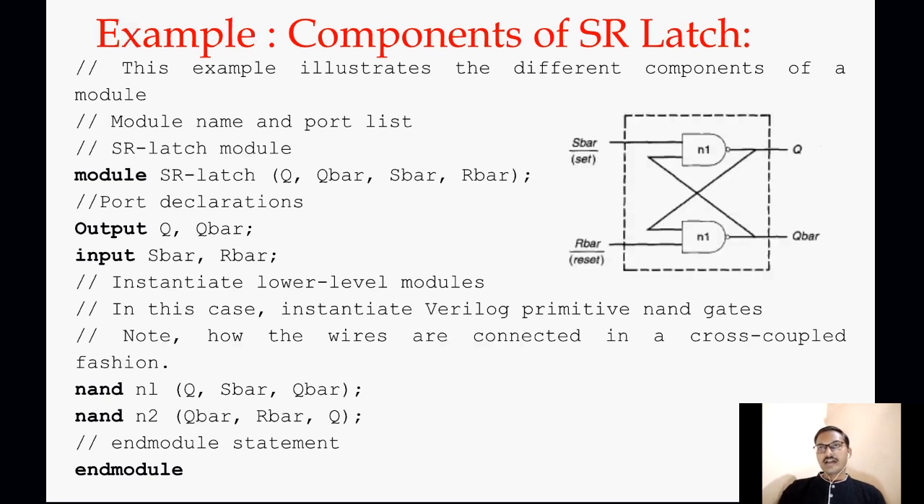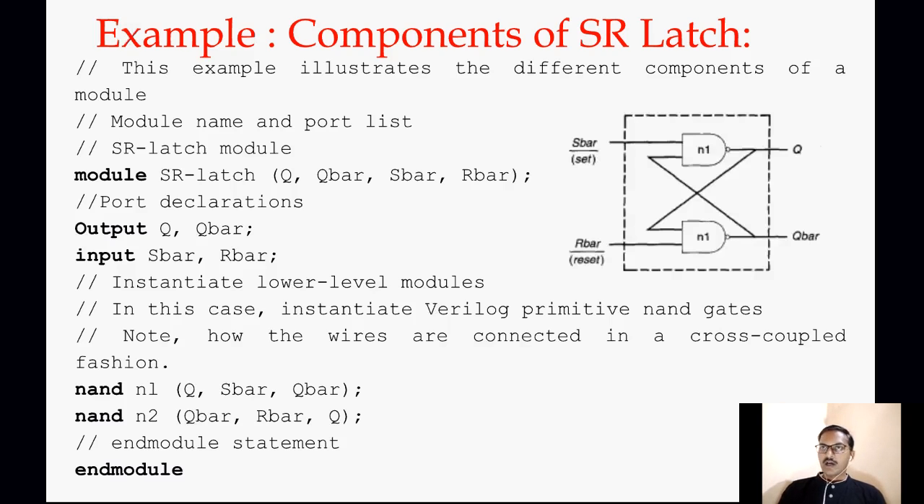Now let's see an example for the component of SR latch. So we have already seen how to specify the comment. The single line comment will be specified with the double slash. This example illustrates the different components of a module. So this is the comment. Then double slash module name and port list, double slash SR latch module. So we are going to write the module for the SR latch.